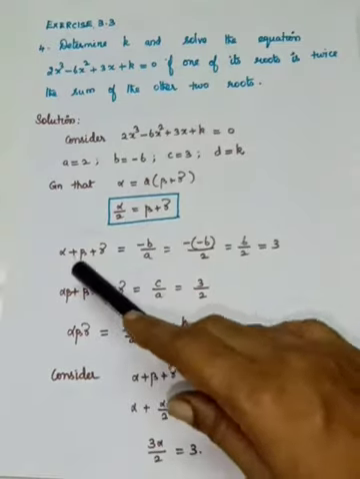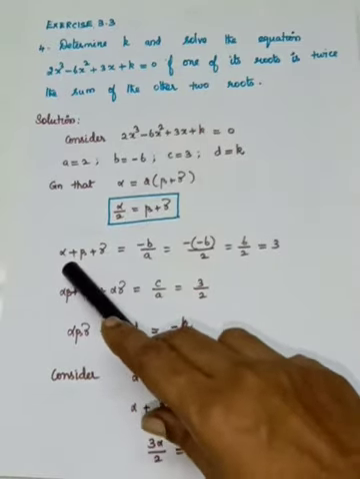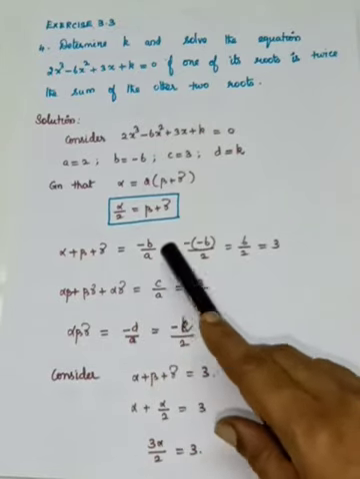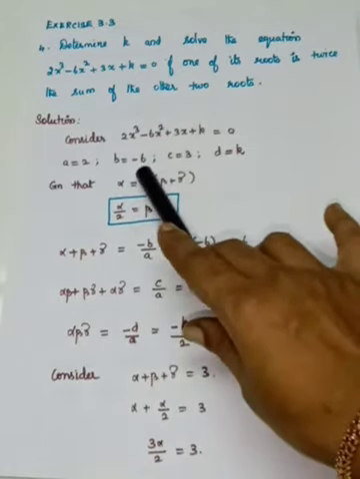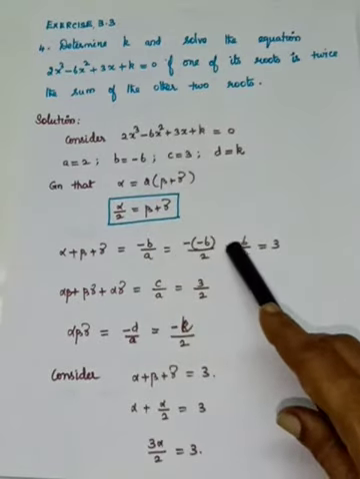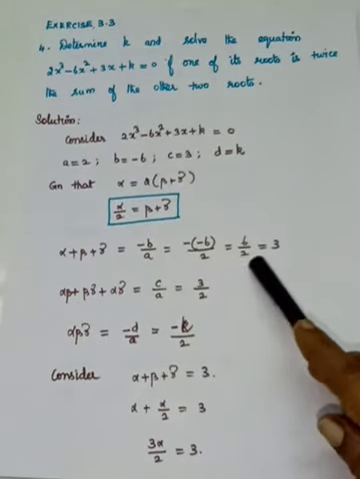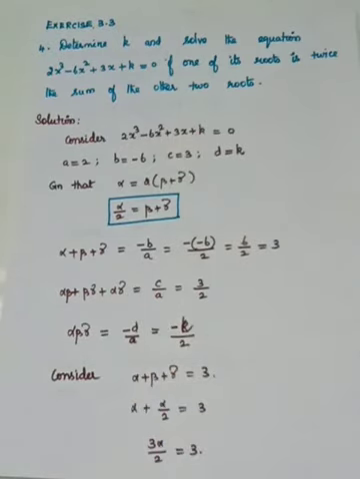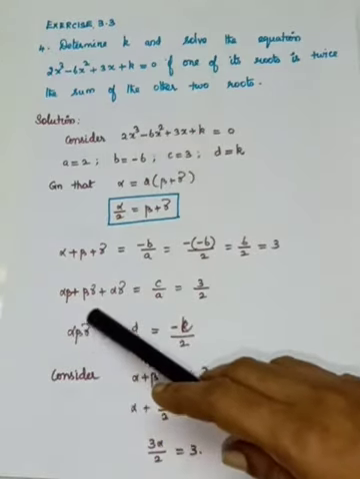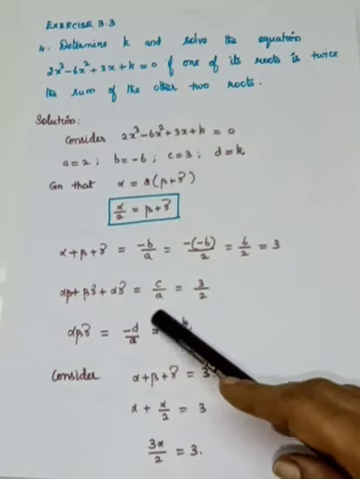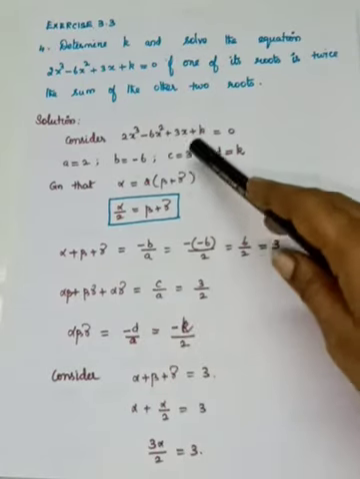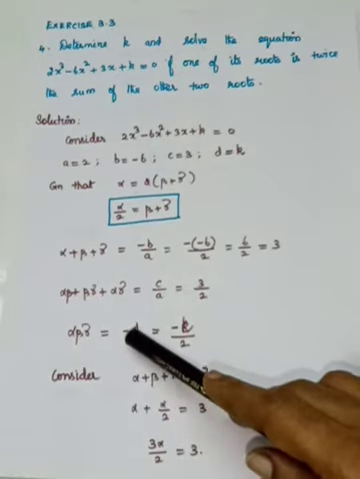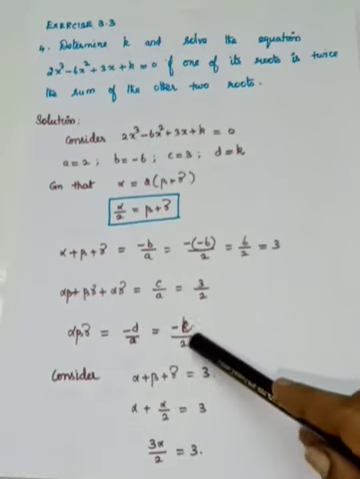Okay, so three roots. So what we have to do, sum of the roots we will go for it. The formula is minus b by a. So minus of, what is your b? b is minus 6. So minus of minus 6 divided by 2, that is 6 by 2, that is equal to 3. And taking two roots at a time, alpha beta plus beta gamma plus alpha gamma is equal to c by a. What is c? 3 by 2. And alpha beta gamma is equal to minus d by a, so minus k by 2.